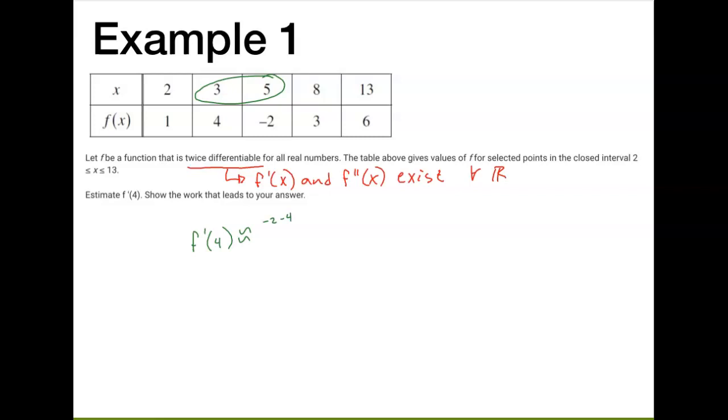So y2 minus y1 over x2 minus x1, so 5 minus 3. At this point, we can use an equal sign because this fraction is truly equal to negative 6 over 2, which is negative 3. There are no units, so I'm just going to state my final answer is f prime at 4 is approximately equal to negative 3.